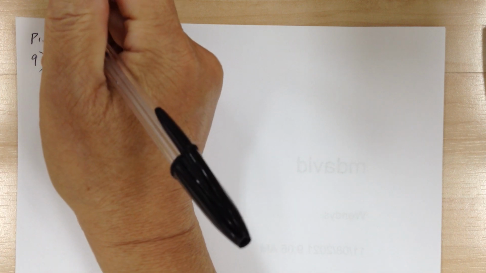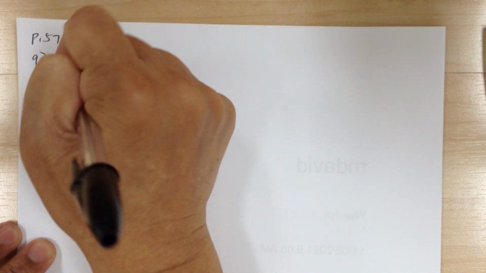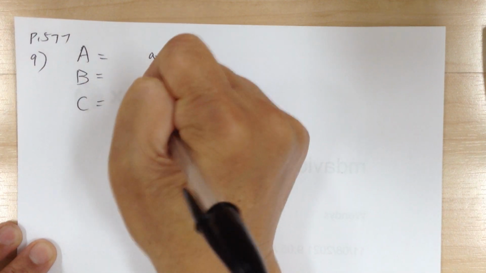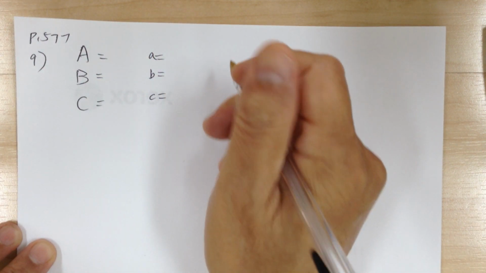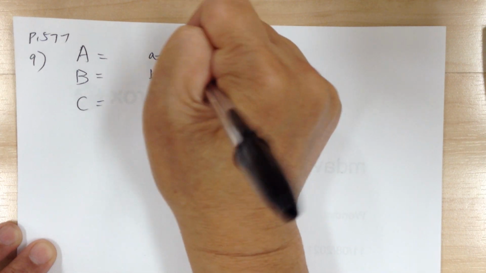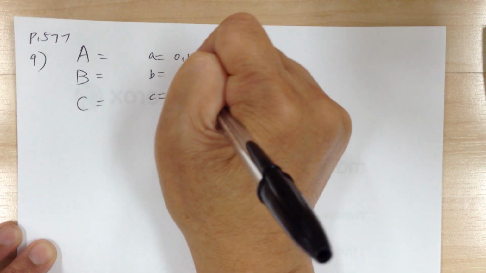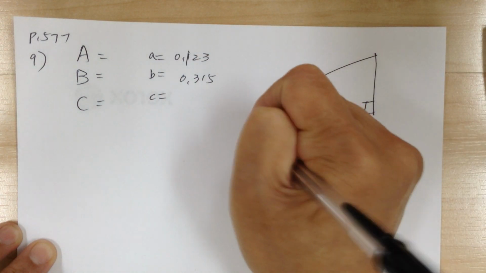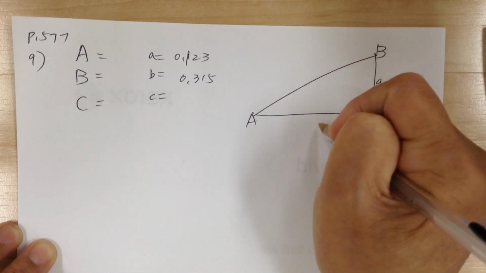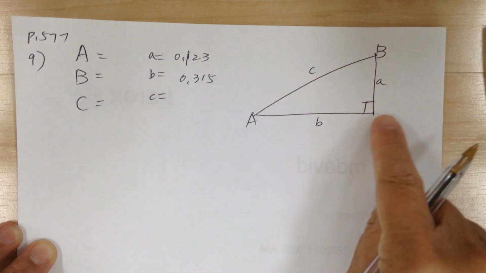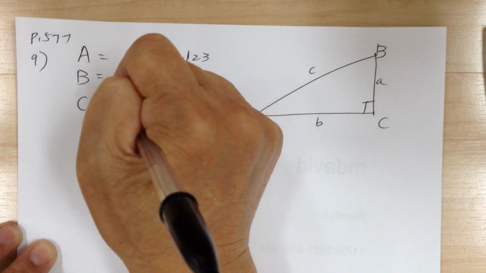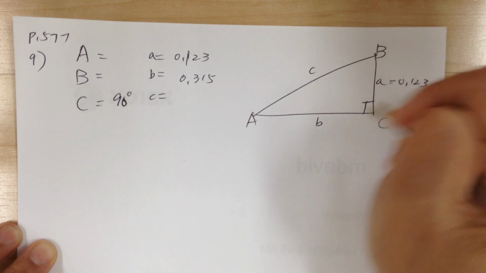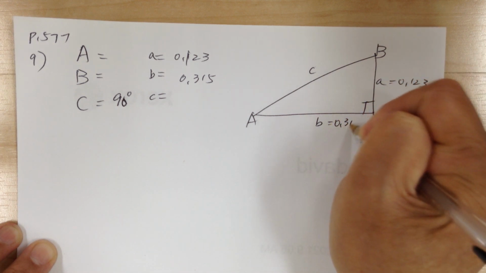Okay, number 9, again, to solve the triangle, get your information ready. So you've got A, B, C, small a, small b, small c. Okay, and a equals 0.123, b equals 0.315. Okay, and here is your picture. So again, your A, B, C, small a, small b, small c. So angle C is 90 degrees. So we know that. And a equals 0.123, b equals 0.315.